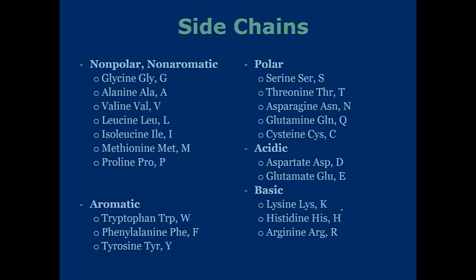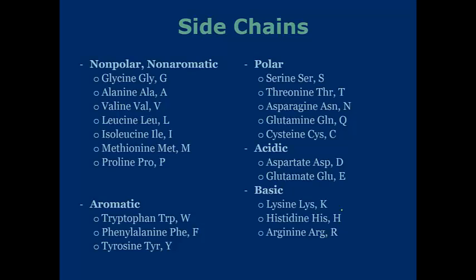Below is a list of the side chains and a way to categorize them. Note that all amino acids have a 3-letter abbreviation and a single-letter abbreviation. And it's really important that you have these memorized. On the MCAT, you're going to see these in sequence based on these abbreviations. So you need to know how to recognize these and what they are.